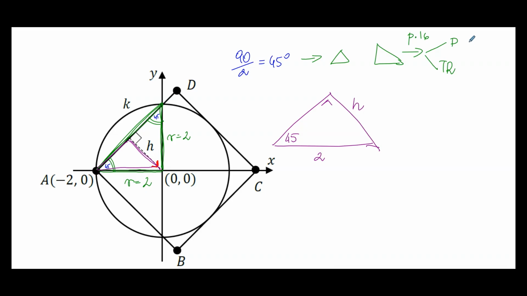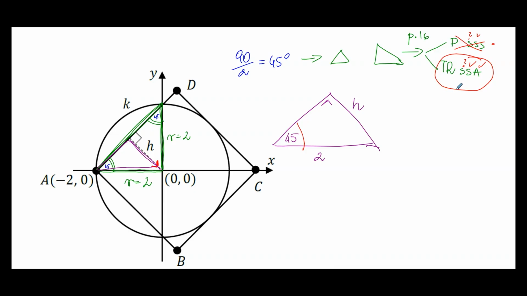Now, Pythagoras needs 3 sides, while trigonometric ratio needs 2 sides and an angle. I am looking for h, which is a side, so I put a question mark. I have an angle of 45 and I have a side of 2. For Pythagoras, I don't have one more side, so I can't use it. Therefore, trigonometric ratio it is. But which of the trigonometric ratios do I need to use? Is it sine, cos or tan?